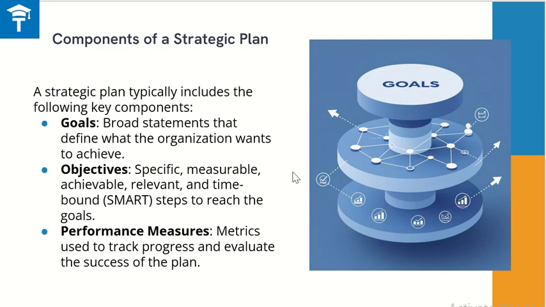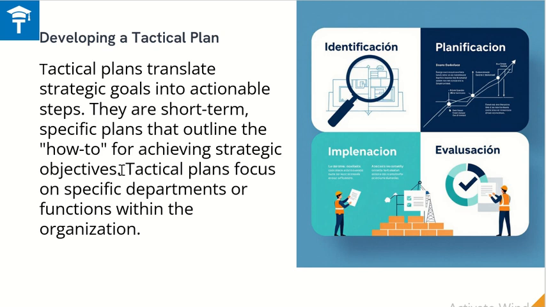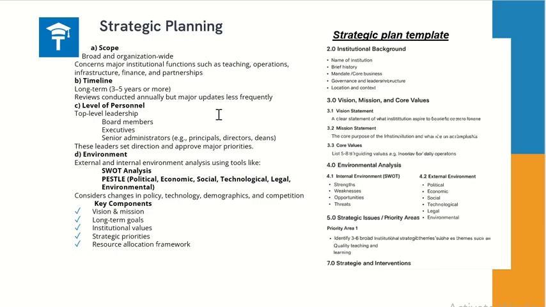The components of a strategic plan are the goals, the objectives, and the performance measures, which are metrics used to track progress and evaluate the success of the plan. Then we need to know how to go about strategic planning. We need the scope, the timeline, the level of personnel, and the environment. The scope is broad and organization-wide, and concerns major institutional functions such as teaching, operations, infrastructure, finance, and partnership. The timeline, as we have said, is 3 to 5 years or more. Reviews are conducted annually, but major updates less frequently.